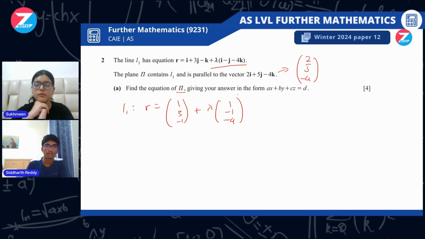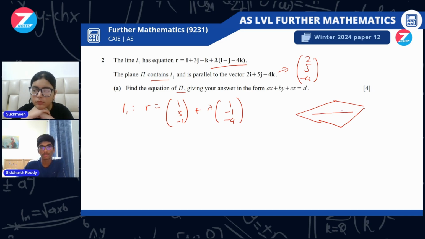So what they're saying is there's a plane, something like this, and it contains L1, which means L1 is passing through it like this. And there's also another vector which it is parallel to. So it's parallel to this vector.